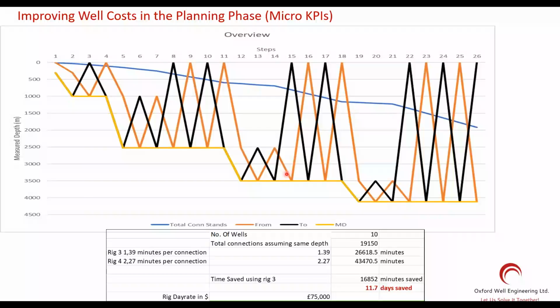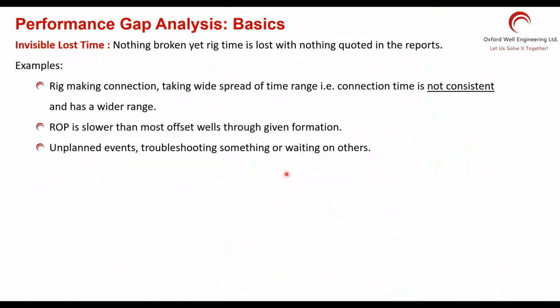This is just to give you a flavor of this. Okay, performance gap analysis, invisible lost time. As I mentioned, it's invisible. Examples of these invisible lost time: ROP is too slow than expected. It's one of the lost time. And people say it's not broken, nothing is wrong. True, but you could do better depending upon what the task is.